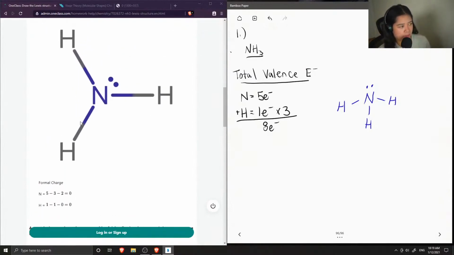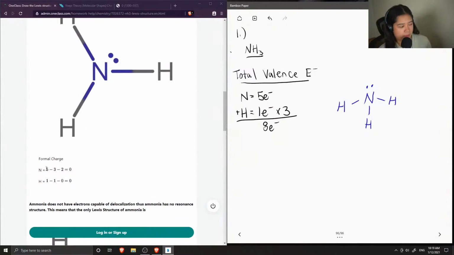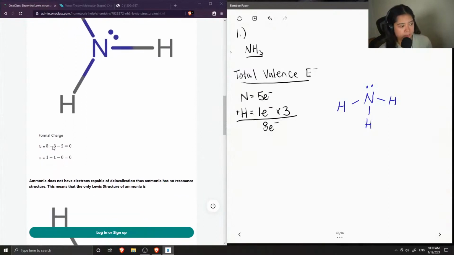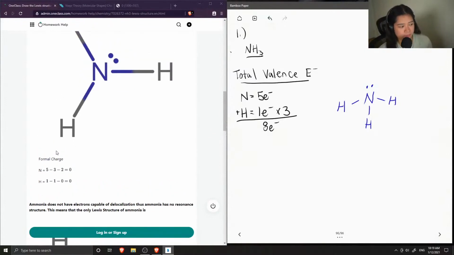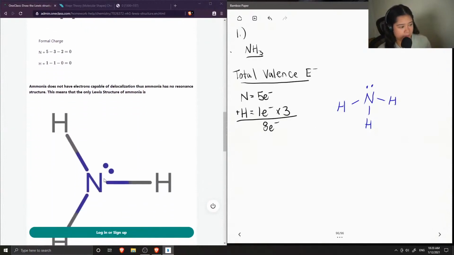So the equation for formal charge is number of valence electrons minus the number of non-bonding electrons, so this is like lone pairs, minus any bonding electrons divided by 2. So for both nitrogen and hydrogen, they got 0.